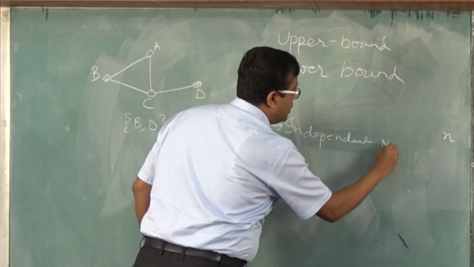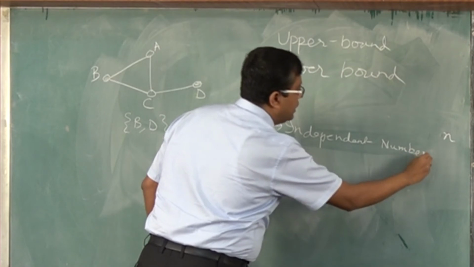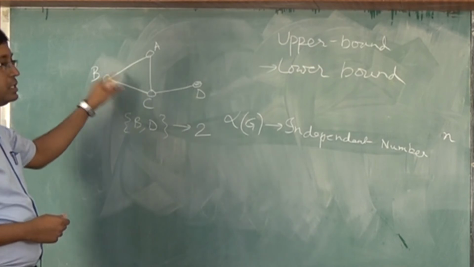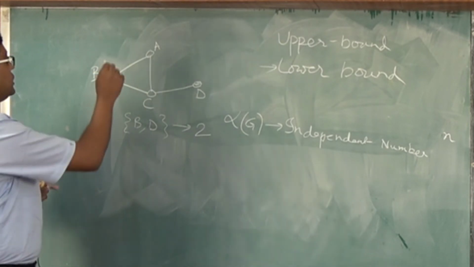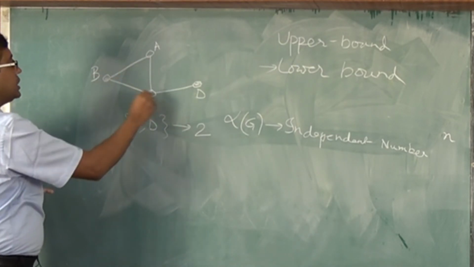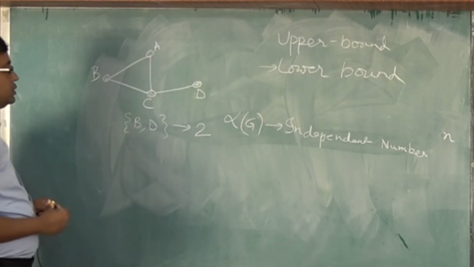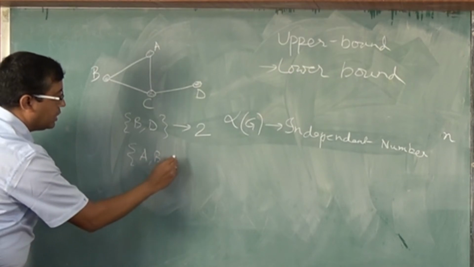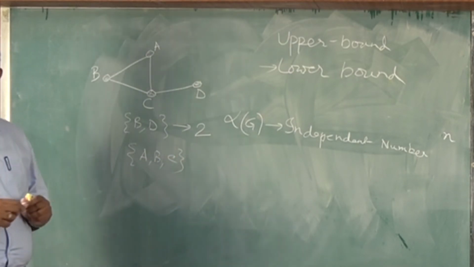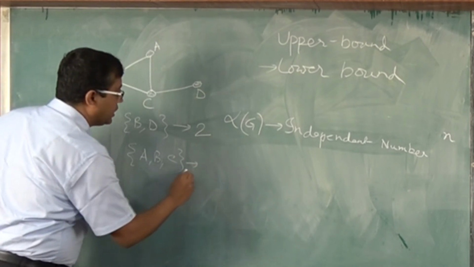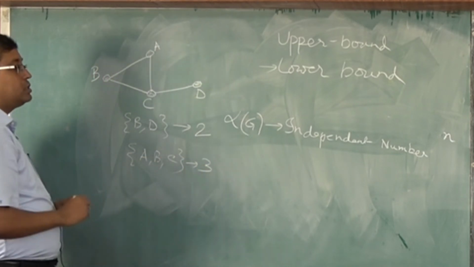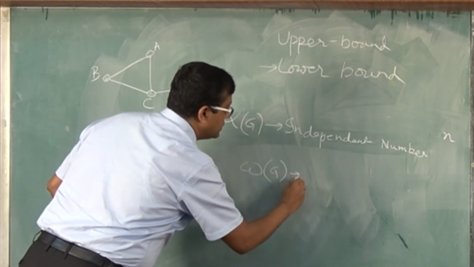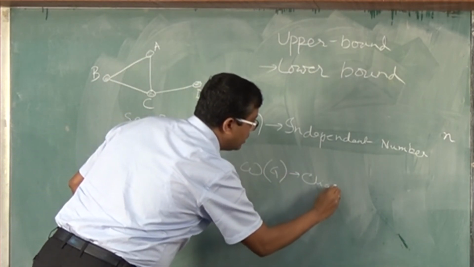Okay. Now what is a clique? A clique is just the opposite. So the vertices which are adjacent to each other form a clique. In this particular graph, A, B, C, these 3 vertices are adjacent to each other. So this A, B, C represents a clique. Okay, and the cardinality of the clique, in this case 3, is called the clique number and is represented by small omega G. This is called the clique number.